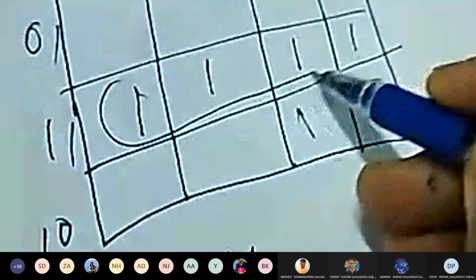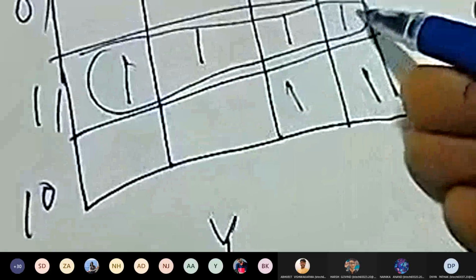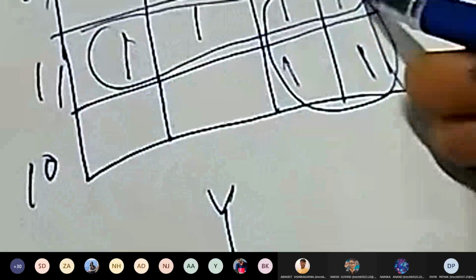So see, 10, 1, 2, 3, 4, 5, 6. All the 6 values we are getting 1 over here. So now it's time to make the pair. If we make the pair like this of 4, because more than that is not there, 6 we won't be pairing. So 4 from here and 4 from here.